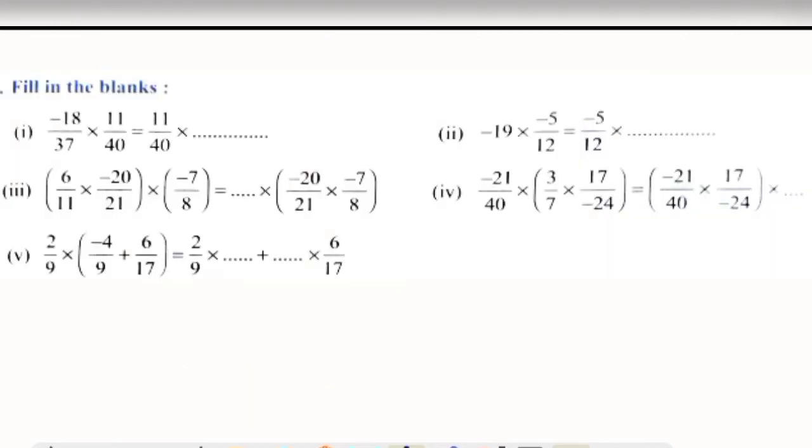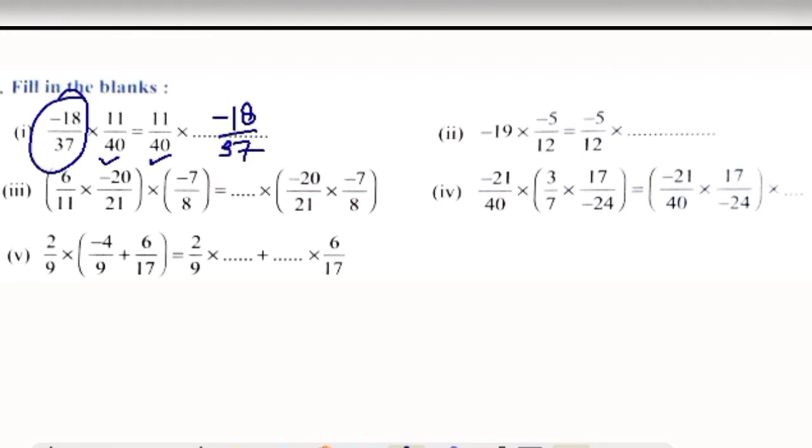Next question number 4 is fill in the blanks. Minus 18 upon 37 multiply 11 upon 40 is equals to 11 upon 40 multiply dash. This is common on both the sides. So what is remaining here? This. So put it here.